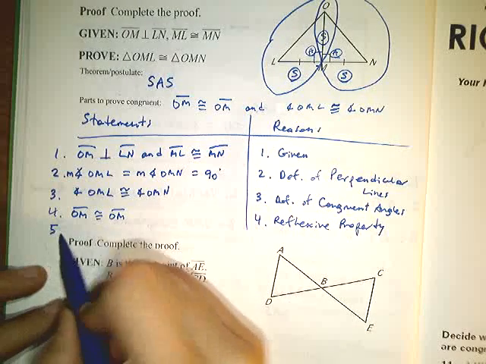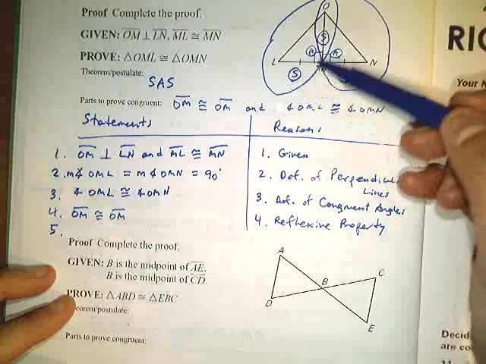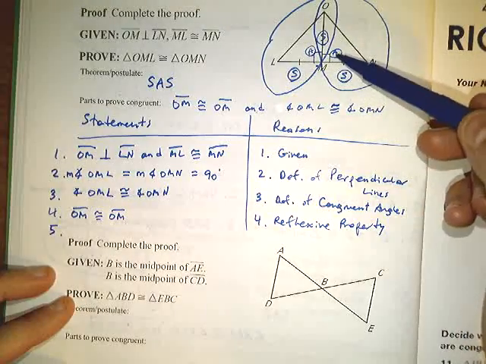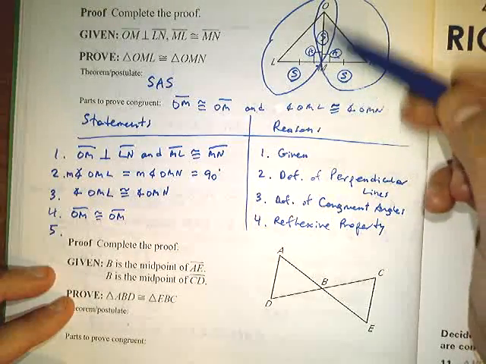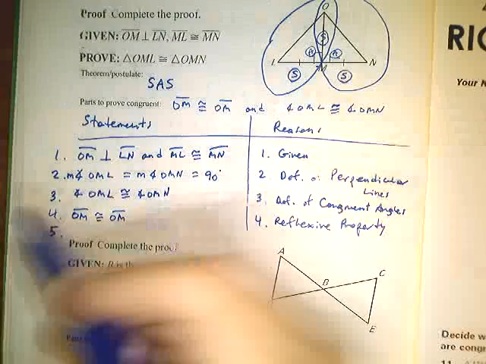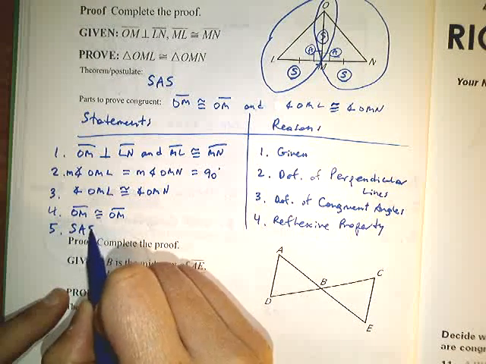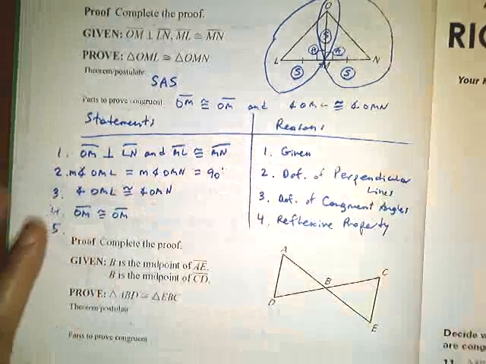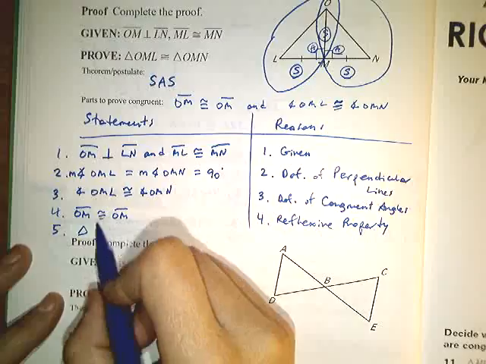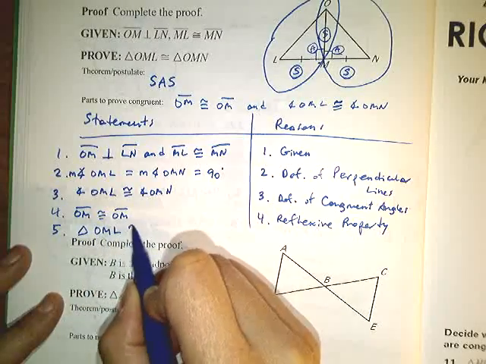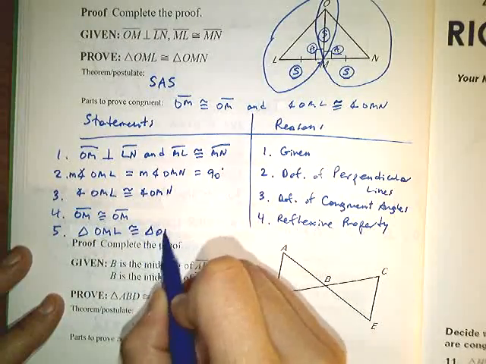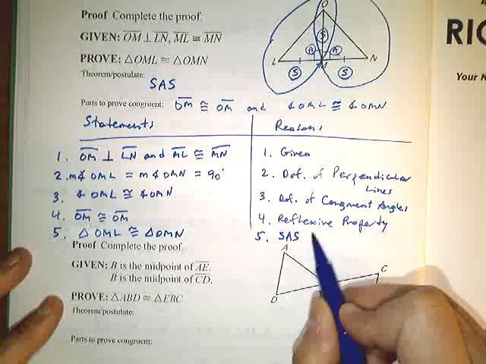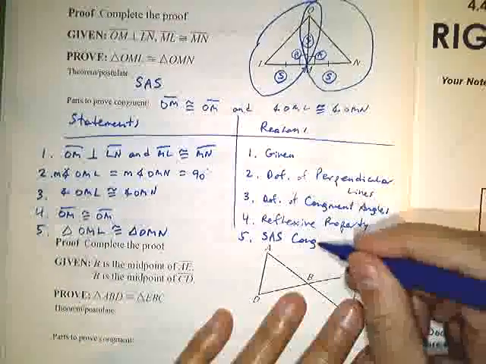And then finally, number 5, I now have my side angle side pairs. Started with these as givens. I established this pair of angles that are congruent, and I established this side congruent with itself. So now, according to the side angle side congruence postulate, I know that triangles OML and OMN are congruent by the side angle side congruence postulate.